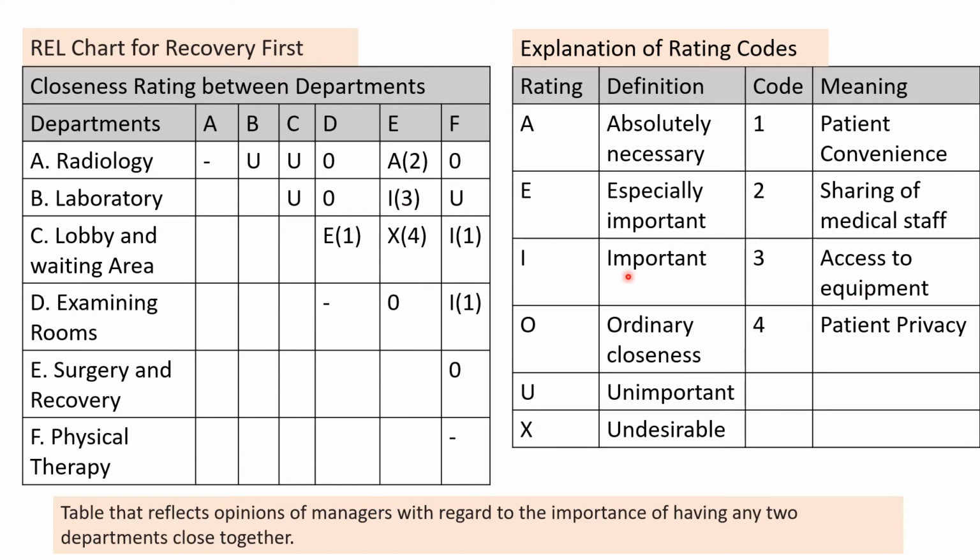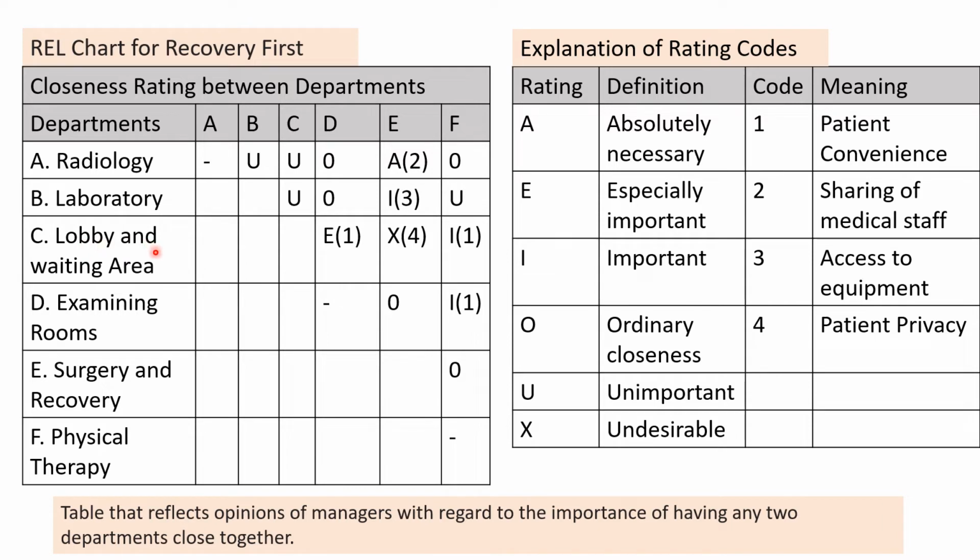So laboratory I, important, and 3, access to equipment. For access to equipment, it is important to locate what? Laboratory and surgery and recovery. That means it's better to be close enough. And the other is laboratory with F. F means physical therapy, unimportant, and not such important, not important, or insignificant, we can say.